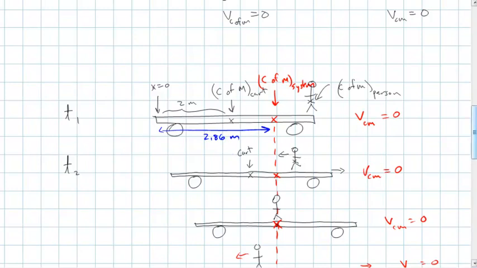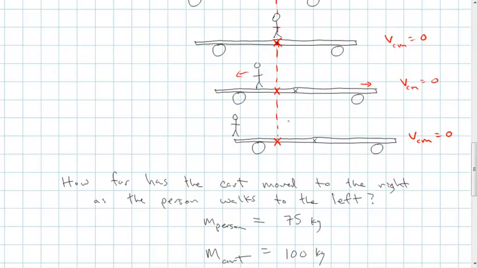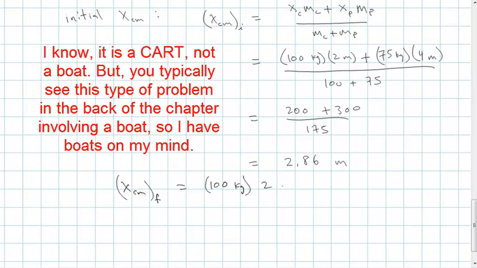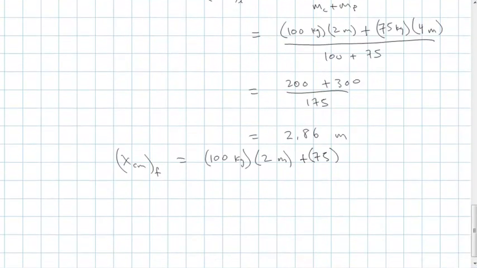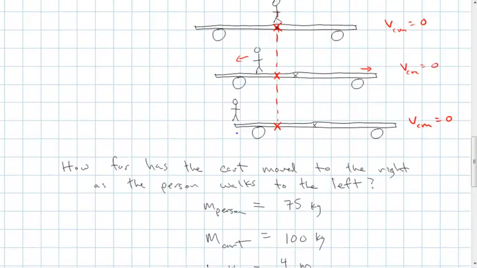Now we're going to measure the center of mass after the person's moved all the way to the end, this last drawing. So the boat's center of mass is still at 2 meters, as measured from the end of the boat. And the person is now at 0 meters. They're at the edge of the boat. They're at our origin. That gives 1.14 meters.